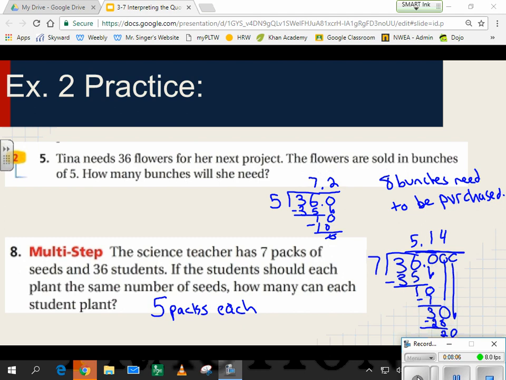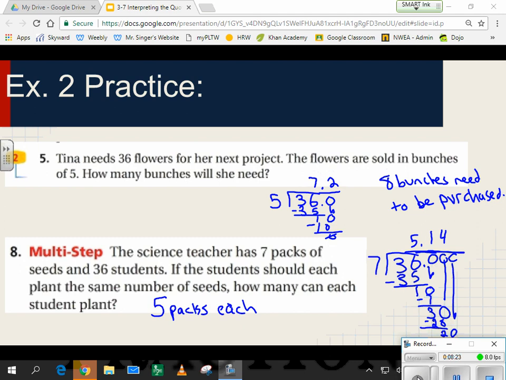So both of these had a different way of interpreting it. What you can see is that in the first one, when you did the math, you realized that you only had 7.2 bunches. That wouldn't be enough to make a total set, so you'd have to round it up to 8 bunches that would have to be purchased.